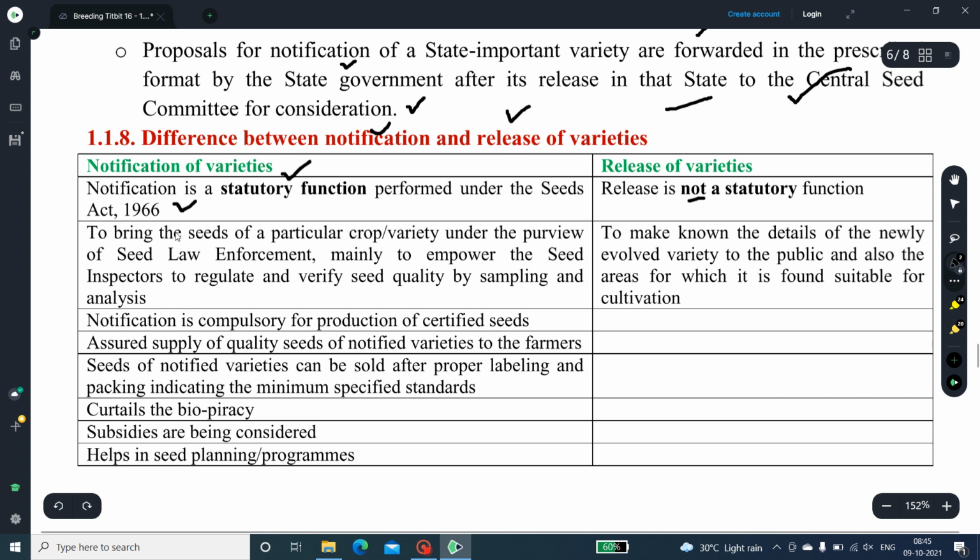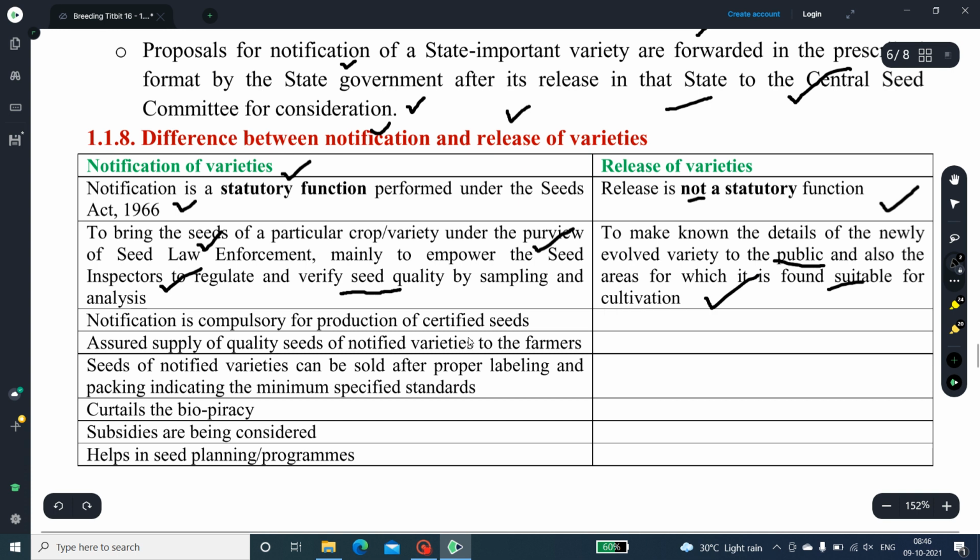And to bring the seed of a particular crop or variety under the purview of seed law enforcement, mainly to empower the seed inspectors to regulate and verify seed quality by sampling and analysis. While in the release of varieties, it is to make known the details of the newly evolved variety to the public, as well as the areas for which it is found suitable for cultivation.